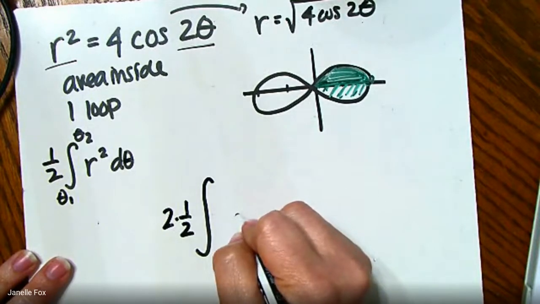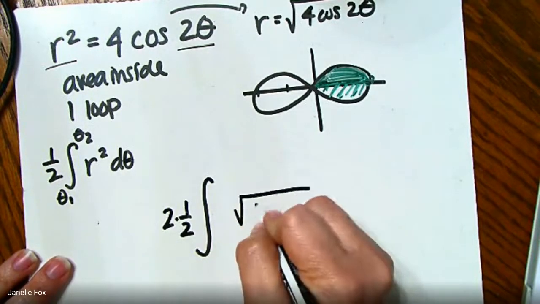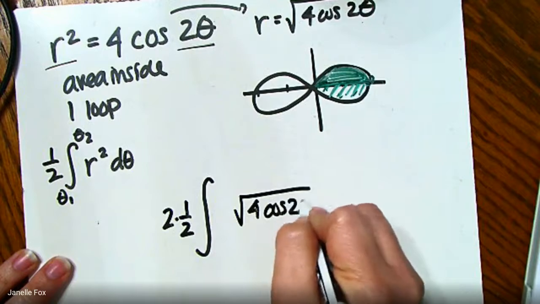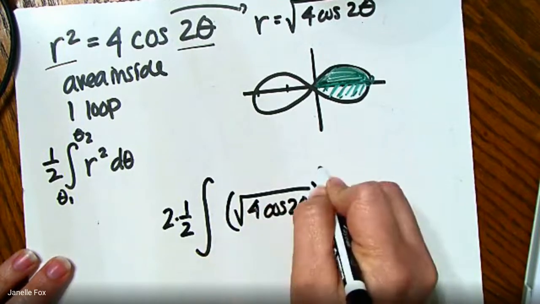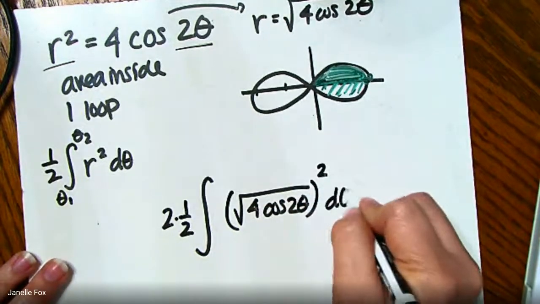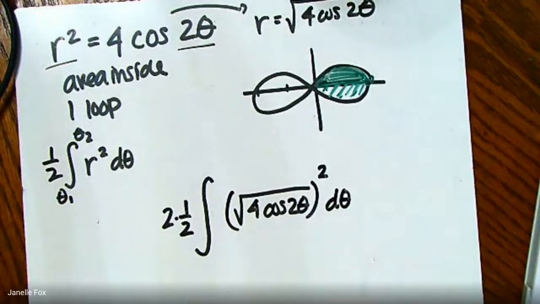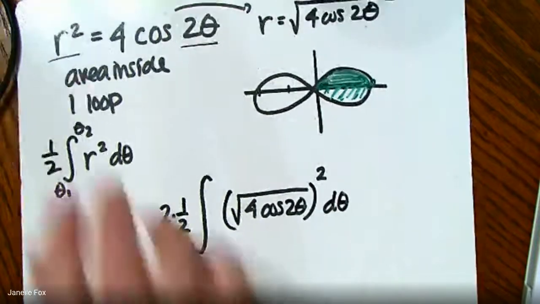Then I'm going to take my function, which is the square root of 4 cosine of 2 theta, and square it. And then we do our d theta. I actually think that that's not horrible. What is a little bit tricky is finding the limits of integration, and that usually is the hardest part.